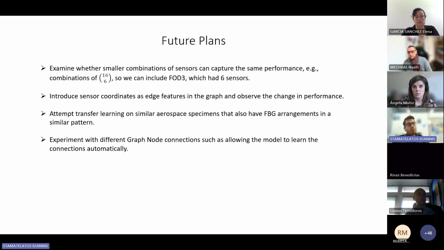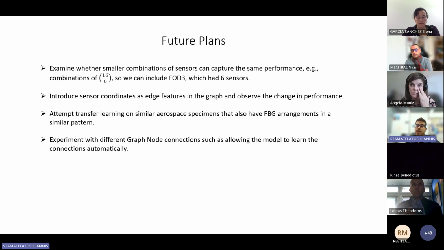Then we would like to attempt the transfer learning methodology, using similar but different specimens which also have a similar FPG arrangement, train the network on this arrangement, and then do one-shot prediction to see how the same neural network can perform on a different kind of dataset.